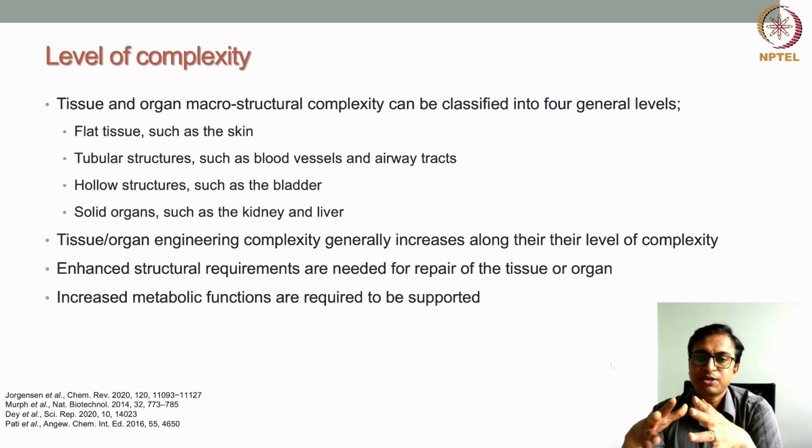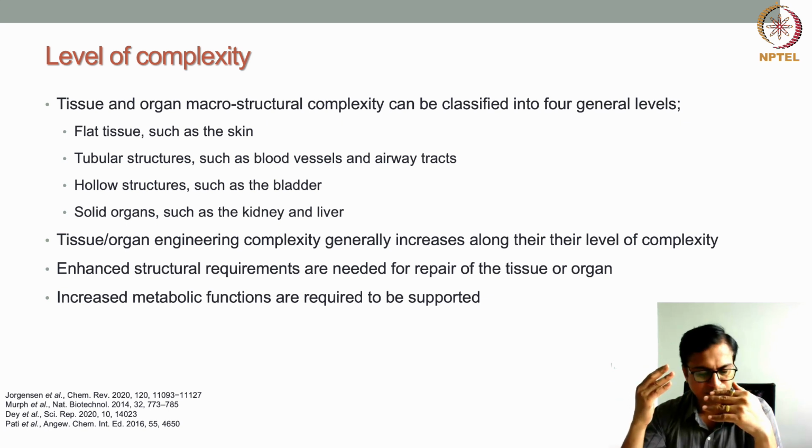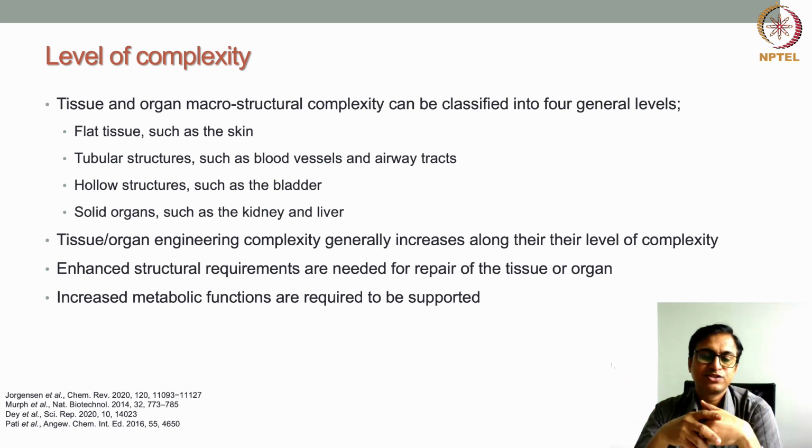So that's what we need to understand. Suppose the metabolic requirement of a liver and the metabolic requirement of skin are very, very different. Liver is a highly complex organ, and its metabolic requirement is very, very high, right? So we need to consider this during bioprinting, when you are trying to bioprint a particular tissue structure with this kind of different complexity.